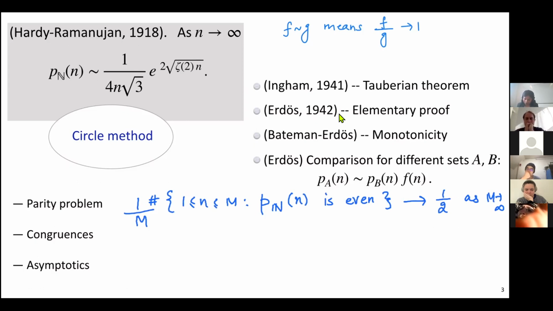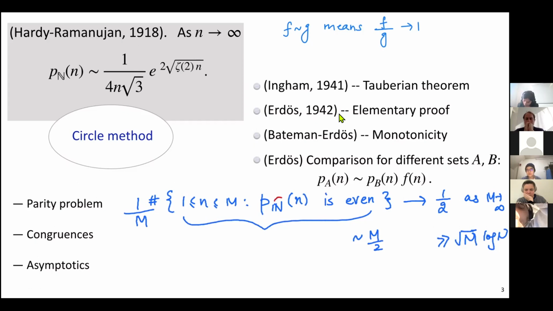However, the state of reality is still very far from the truth. This number should be about m over 2, right? But the lower bounds for this are only of the order square root of m, up to some log factor. So we expected a full power of m, but we only have about square root of m. So this is pretty far. And this is only for this setting.